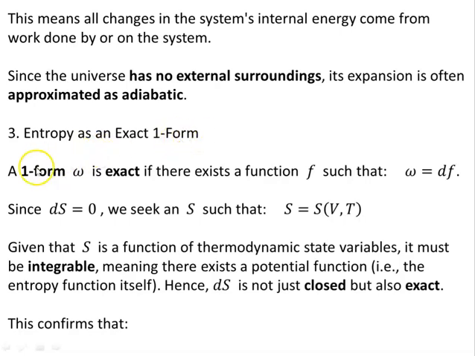Entropy is an exact one-form. A one-form omega is exact if there exists a function f such that omega equals df. And since dS equals 0, we seek a scalar function S such that S is a function of the co-moving volume and the temperature. Now, given that S is a function of thermodynamic state variables, it must be integrable, meaning there exists a potential function, i.e. the entropy function itself. Hence, dS is not just closed, but also exact. All right? dS equals 0 is closed, but the existence of a potential function, S, means that it is exact.